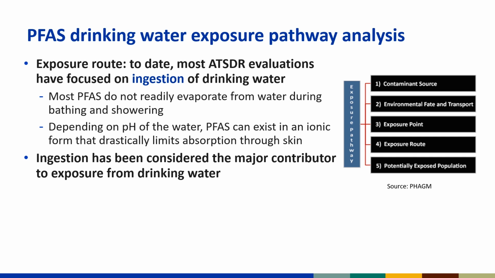I won't go into the details of the exposure pathway analysis, but just remind you that we look at 5 elements: a contaminant source, environmental fate and transport, exposure point, exposure route, and exposed population. All 5 of these elements have to be present for the pathway to be complete. If we have measurements showing PFAS in drinking water, we can assume a complete pathway as long as people are able to use that water, whether it's from a private well or a public water system.